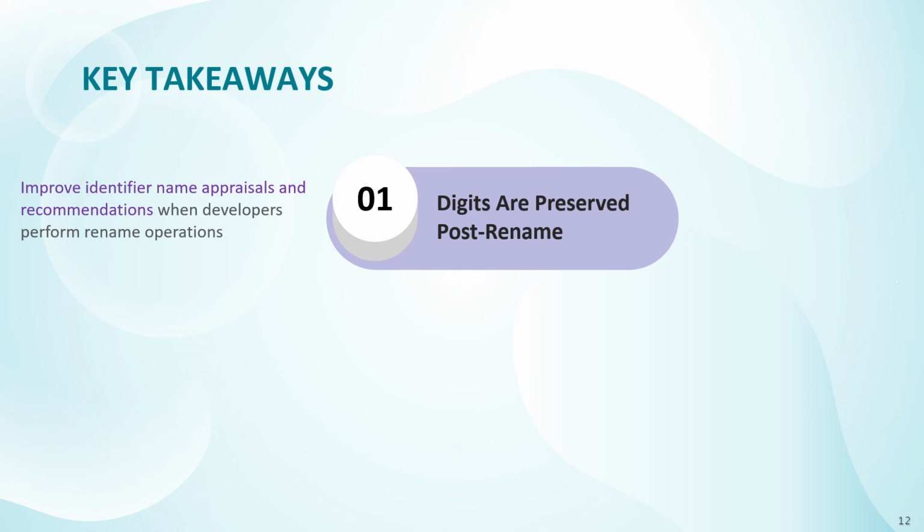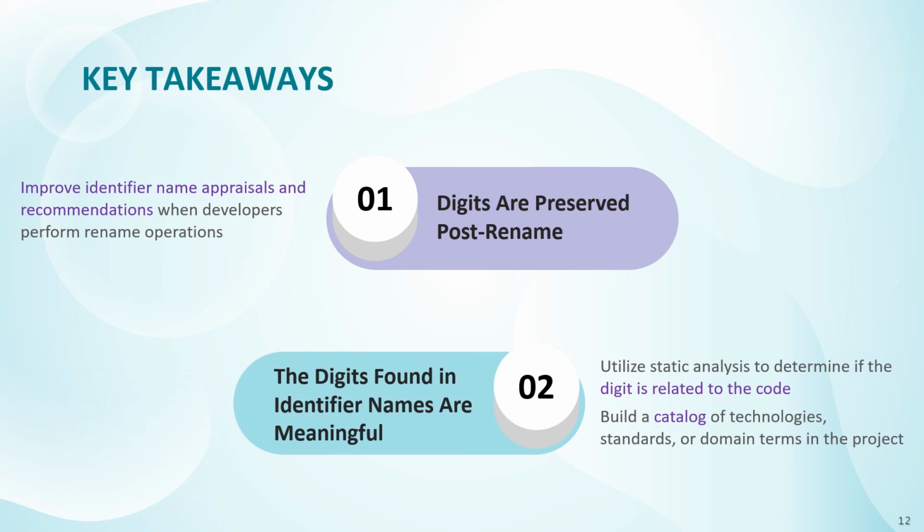The findings from our RQ support the community through a series of takeaways. The first takeaway shows that digits are preserved post-rename. This is extremely helpful for researchers working on tools and models around improving identifier name appraisals and recommendations. Furthermore, there are also instances of developers using generic terms such as arg or parameter and appending a digit. Tools can look for such instances and inform developers to provide a more specific name, a name that reflects its purpose. The second takeaway is about the meaning conveyed by digits.